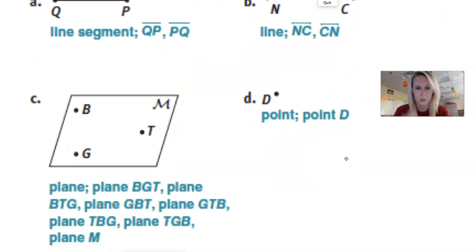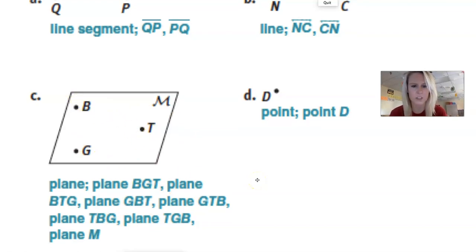C, you had lots of different ways to name it. So you could have picked any combination of using these 3 letters, or the fastest way to name it would be plane M with that cursive uppercase letter in the corner. So I listed 1, 2, 3, 4, 5, 6 ways to name this plane using the letters B, T, and G. It's okay if you didn't get them all. Lastly, point D, it's a point. That's the only way we can name it, okay?